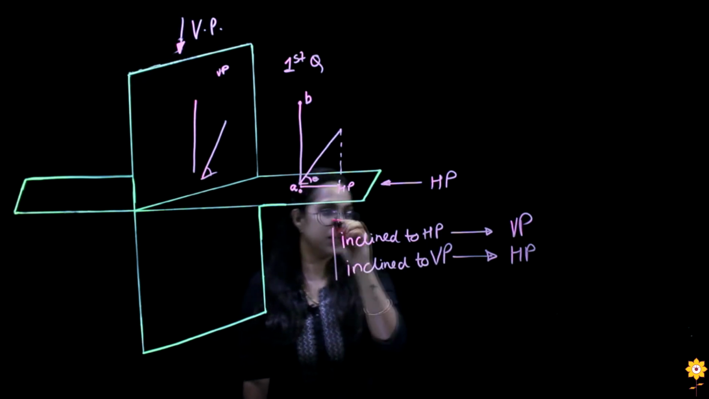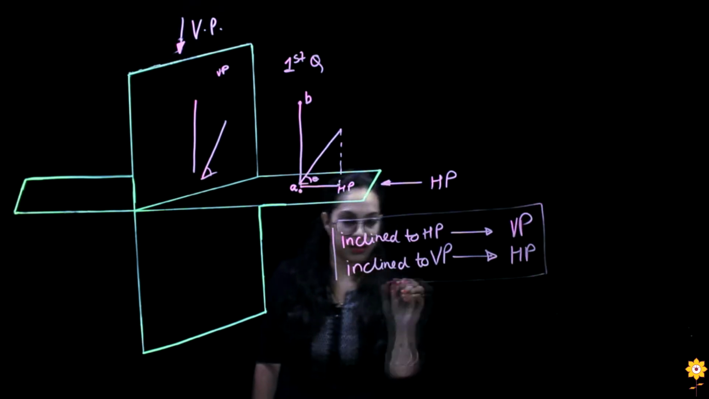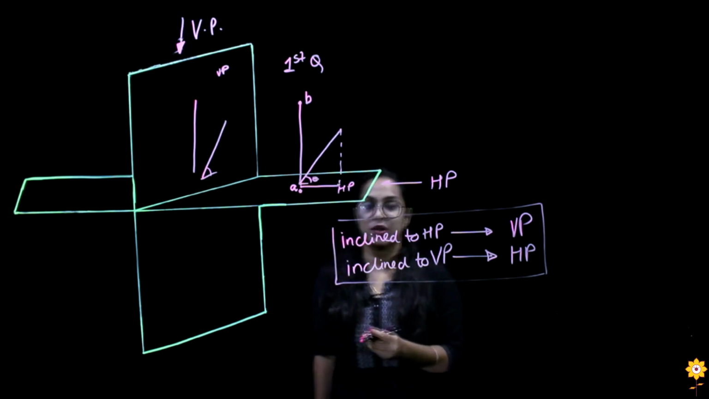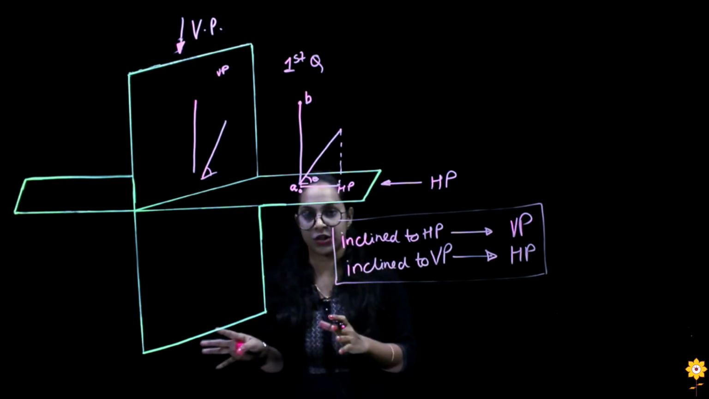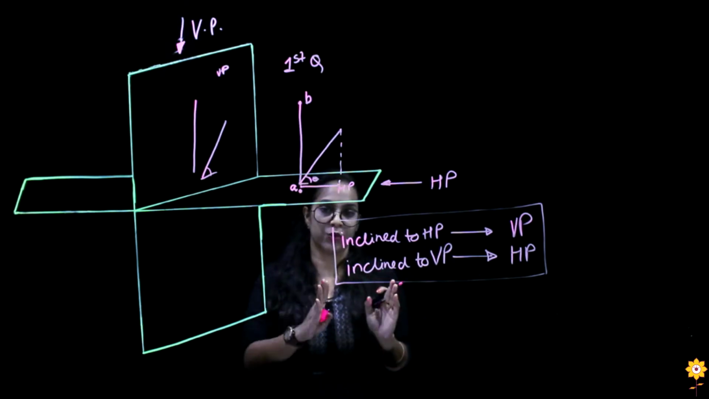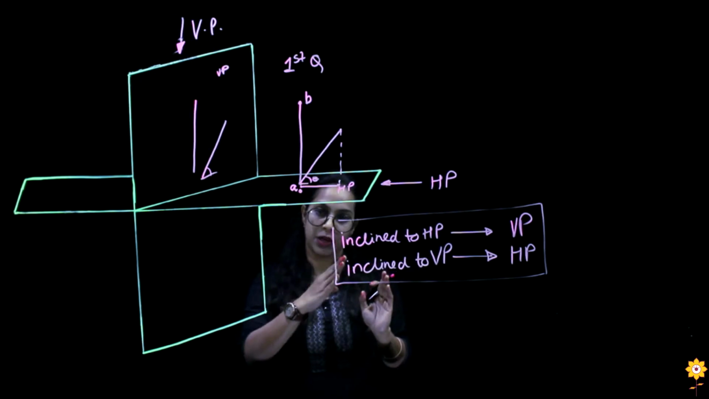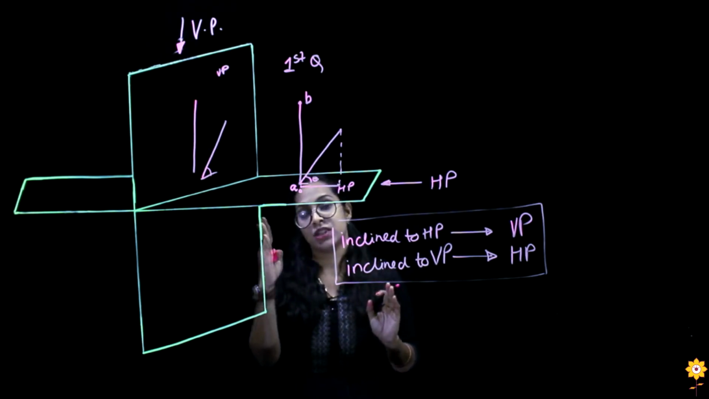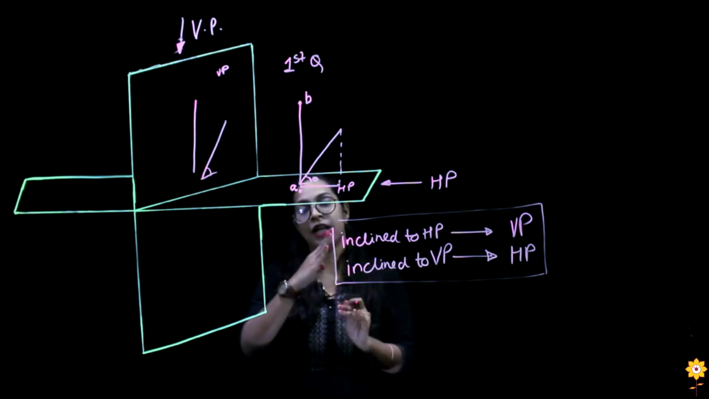So this is very important. Whenever we are asked about, or it is mentioned that, there is a line which is inclined to HP, then we would draw the inclined image on VP. And if it is said that we have to draw a line which is inclined to VP, then we have to draw that inclination in HP.